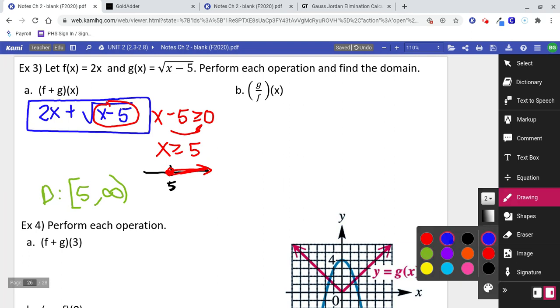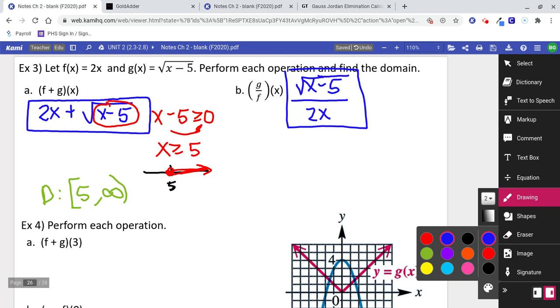Part B, we're dividing. G of x, the square root of x minus 5, over f of x, which is 2x. There's nothing to simplify here, so I would just leave it alone. That's my quotient. But for domain, the domain is the hard part. I have to look for the problems, okay? I have 2 problems that could arise.